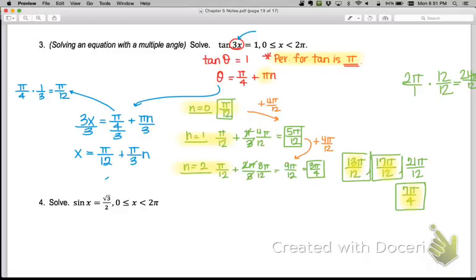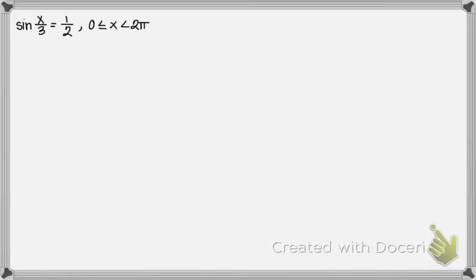Now, these are a little bit tricky, so I want to go ahead and do one more, even though it's not in your notes. If you feel like you've got it, go ahead and skip ahead. But let's go ahead and look at another one real quickly here. All right, so here's one. The sine of x over 3 is equal to 1/2.